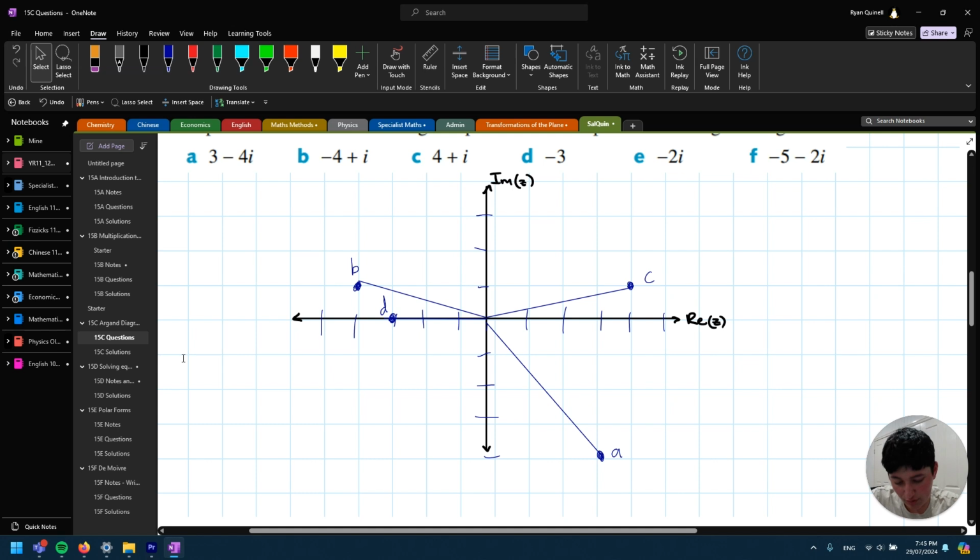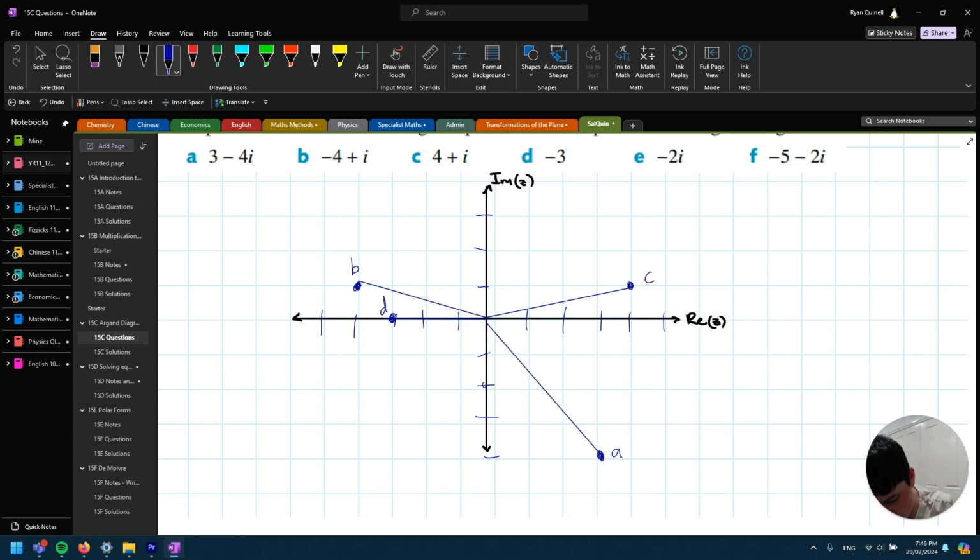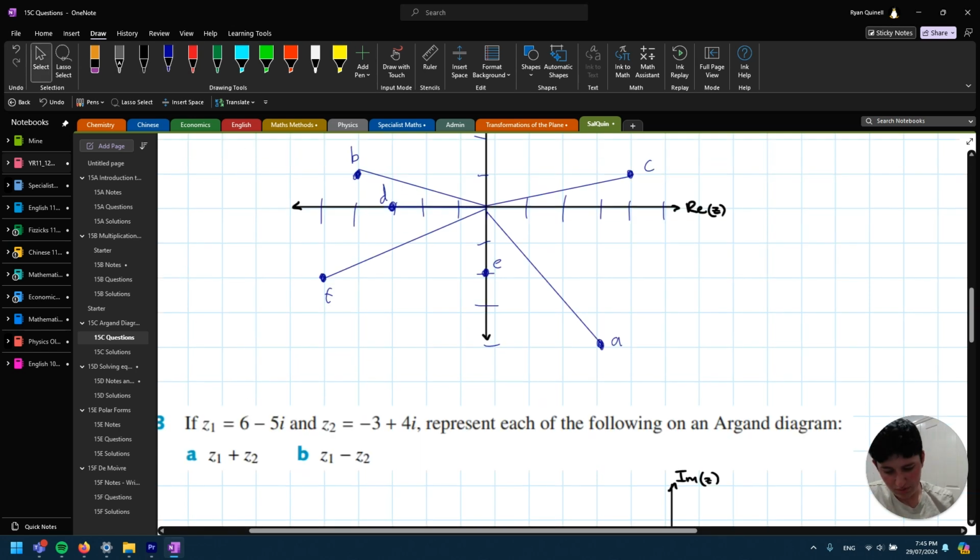E is -2i. That doesn't have a real component, so it's just here. E here. And F is -5 minus 2i. Negative 5 units in the real direction and negative 2 units in the imaginary axis, so that ends up there. F. Pretty simple.